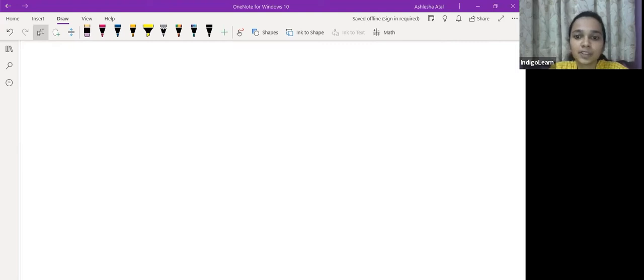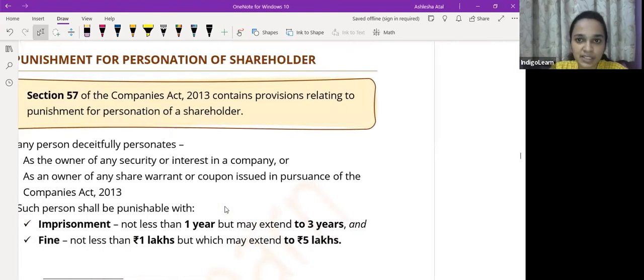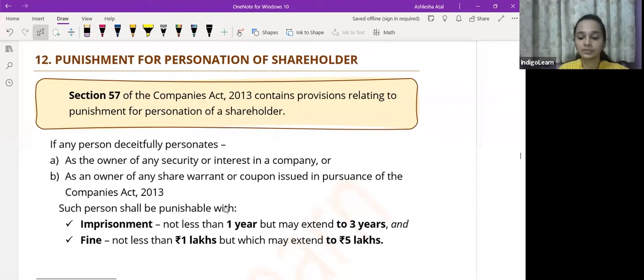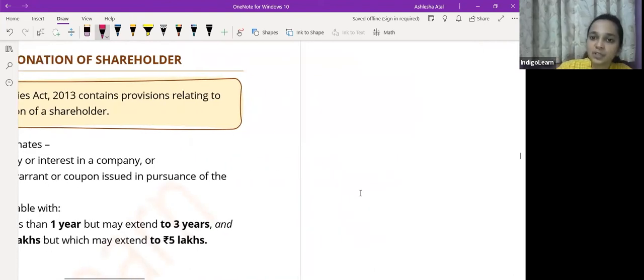Yes. So let's now start with another section. This is a very simple section. Let's do it. So section 57 talks about punishment for personation of shareholder. Now, what do you understand by this term personation? What does personation stand for?